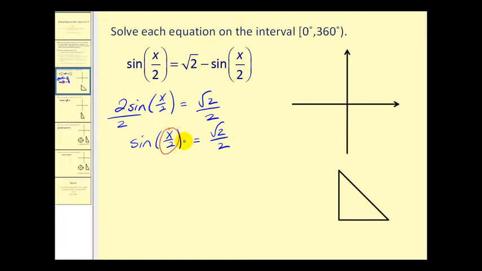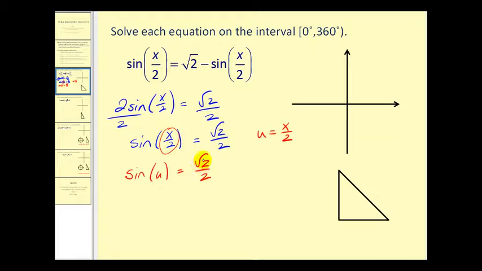What we can do here is let this half angle equal u. Let's rewrite this in terms of u now. We'll have sine u equals square root 2 over 2. We'll solve this like we normally would to find u, and then we'll solve for x in this equation.